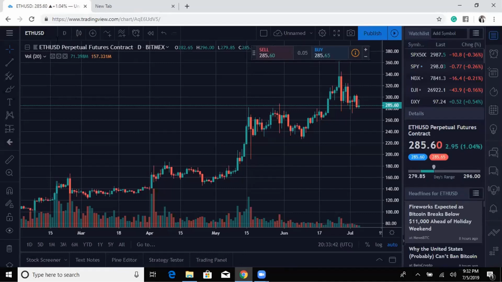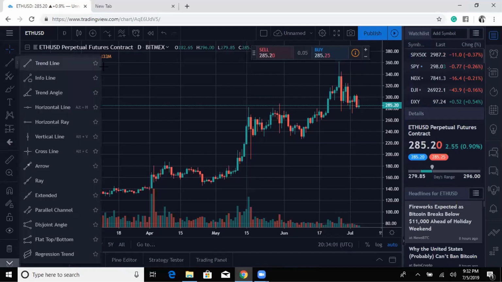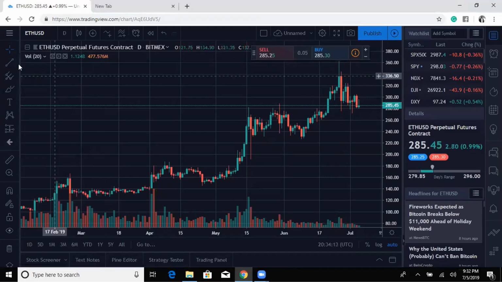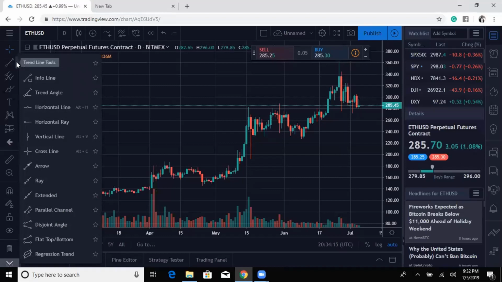So when you're on TradingView, the chart you want to first select to use, you want to look at your drawing tools and create a shortcut for your drawing tools. Basically, the reason we're using drawing tools is to see where price action is taking place. So that's the essence of using drawing tools.